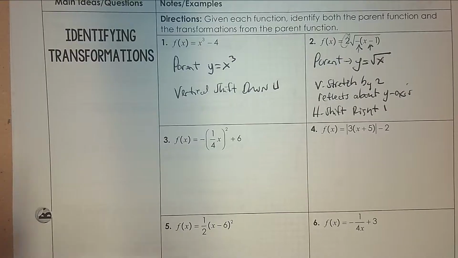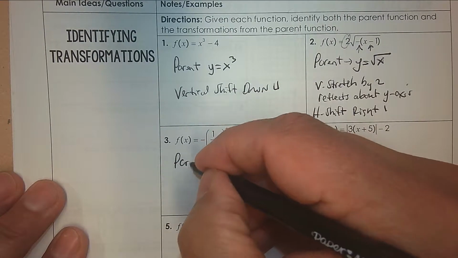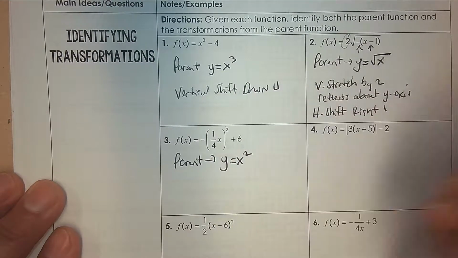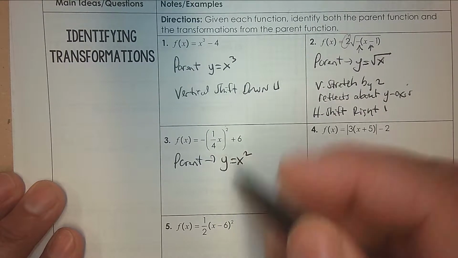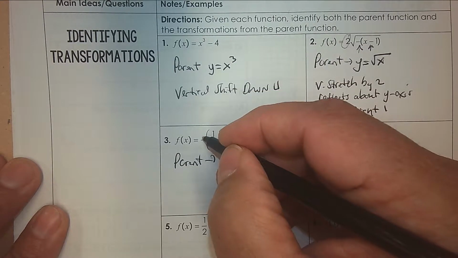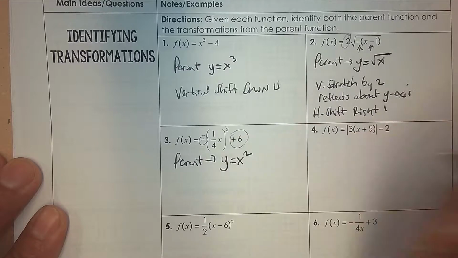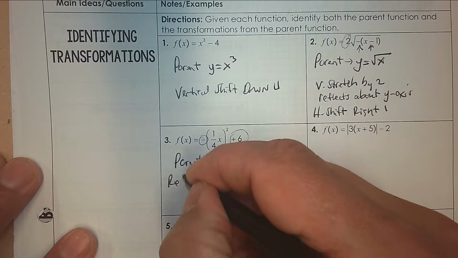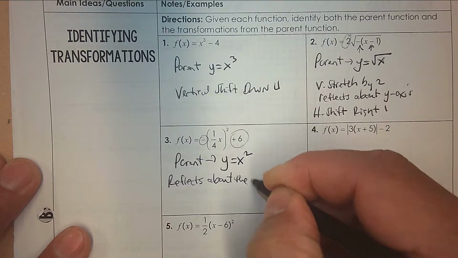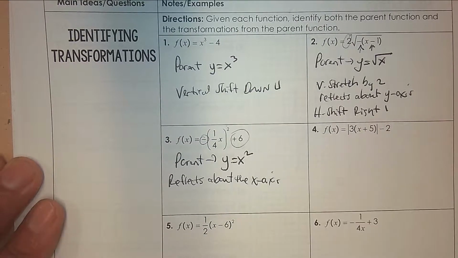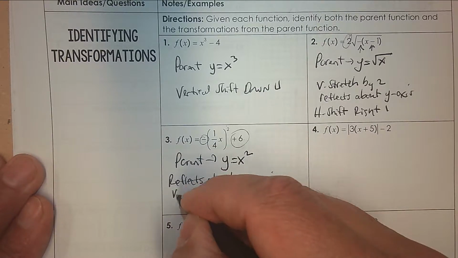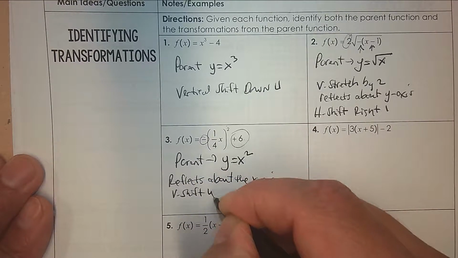Number 3, what's the parent? So it's just x squared is the parent. And there's a bunch of stuff happening to x squared. So what's happening to it? So what's on the outside? I see 2 things. So the negative on the outside creates a reflection. So it reflects about the x-axis when it's on the outside. Also on the outside I see plus 6, which means there's a vertical shift up 6.